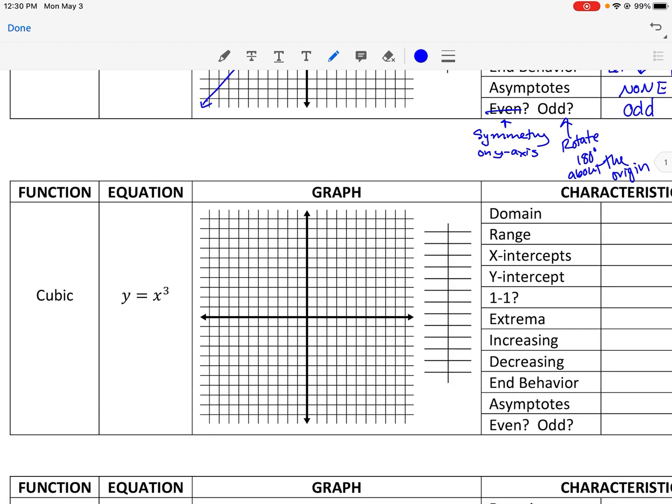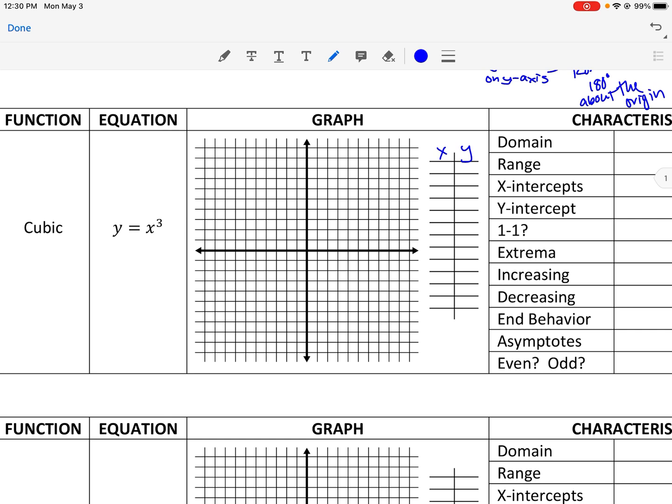So looking at our x cubed function, we're going to plug in some numbers. Again, on your calculator, you can plug in the equation like you're going to graph it, and then just click on table, and it will give you some numbers that you can use on your graph. So -3. All right, so we need to plug those in.